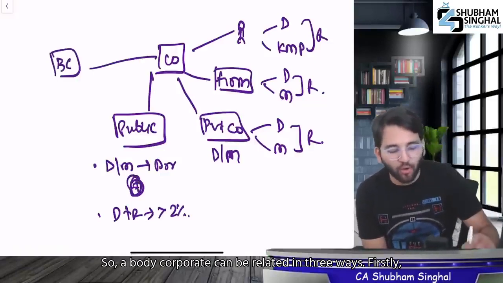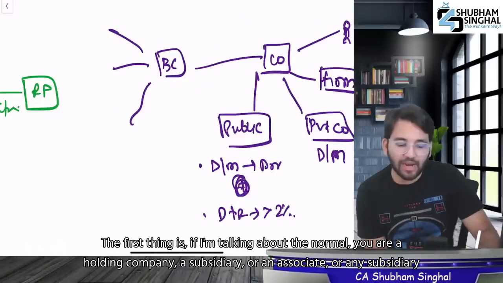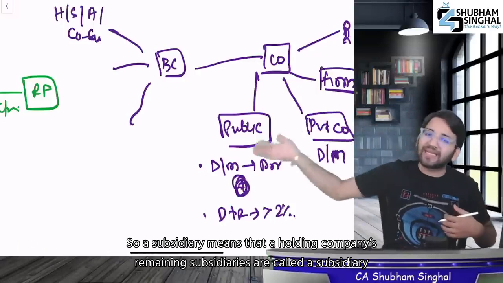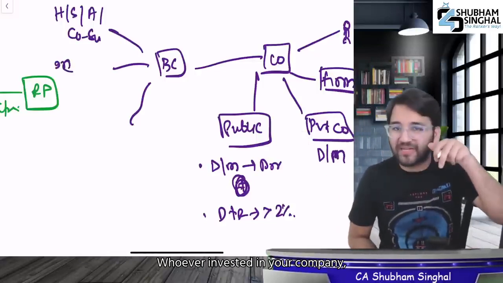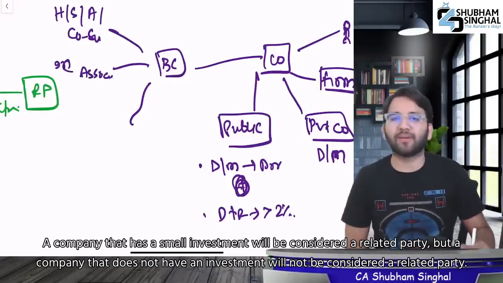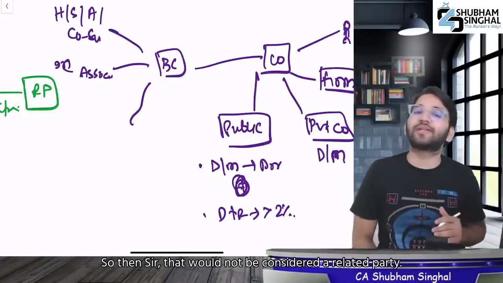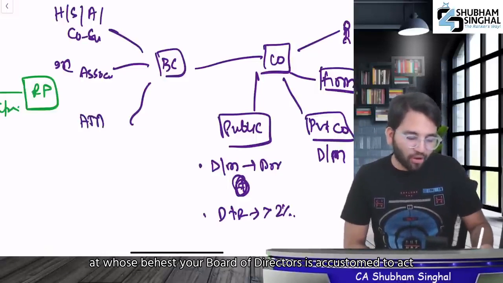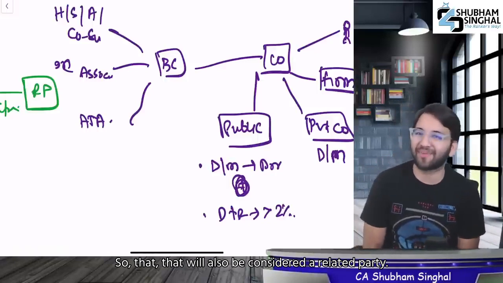If I talk about a body corporate, a body corporate can be related in 3 ways. Firstly, a holding company, a subsidiary, an associate, or a co-subsidiary. Co-subsidiary means the remaining subsidiaries of a holding company. Secondly, an investment company that invested in your company so much that you became an associate will be considered a related party, otherwise not. An investment company that invested less than 20% would not be considered a related party. And lastly, a company at whose behest your board of directors is accustomed to act will also be considered a related party.